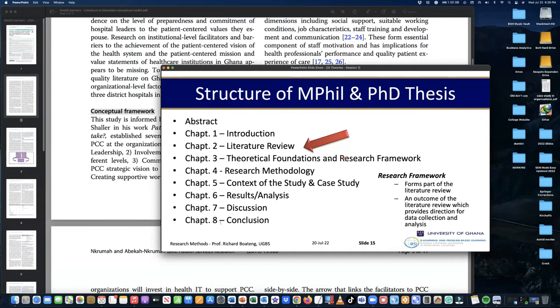Some people even separate the research framework from the theoretical foundations. Theoretical foundation will look at all the theory that has been used to study the phenomenon of study. And after doing that, then you can pick variables from that and from your literature review to generate your research framework. Note that I didn't write conceptual framework. I just didn't want the ambiguity there, but you can use any of them.